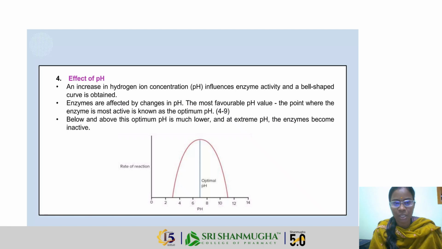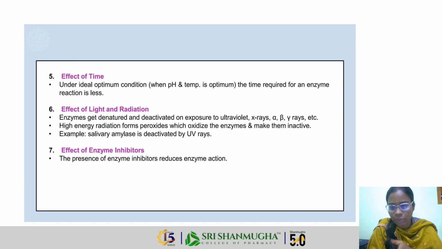Effect of pH: a change in hydrogen ion concentration influences enzyme activity. A bell-shaped curve is observed, with an optimum pH. Enzymes are affected by changes in pH, and the most favorable pH range is almost 4 to 9. Slight changes outside this range completely change the enzyme activity. Below the optimum, at extreme pH, the enzyme becomes inactive. So the favorable pH range is 4 to 9.